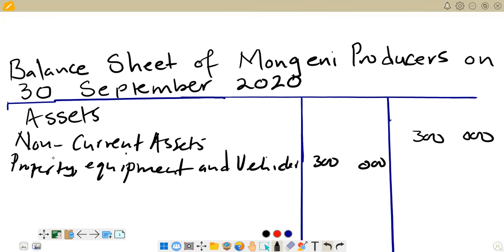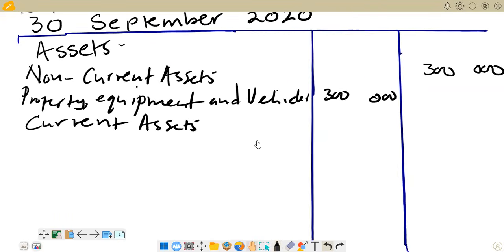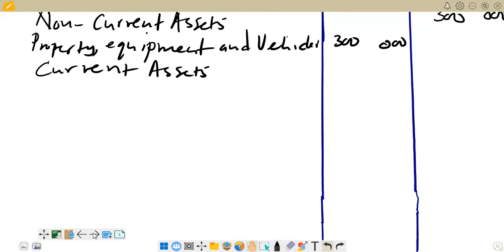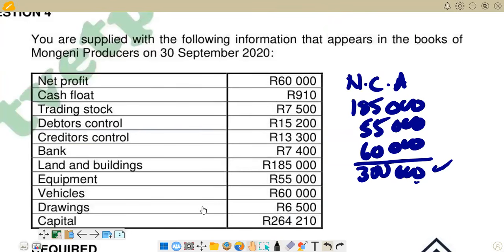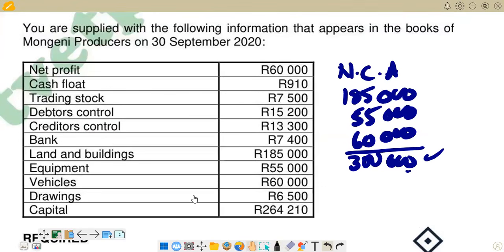Then we also have current assets. Remember, we said we are going to list all the assets here. So for current assets, again, we check in the question what we have. We are going to start from the top. Remember, we said these are resources that are going to stay on average less than a year. Cash float is basically petty cash, and it represents a duration of stay of less than a year. So this one becomes one of them.